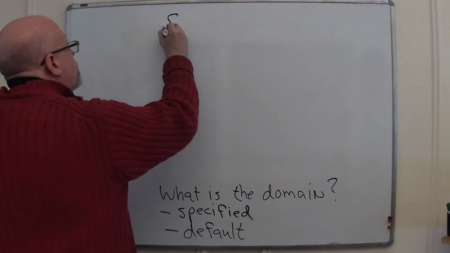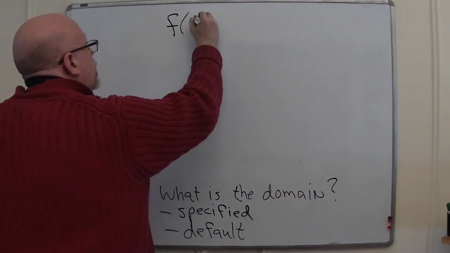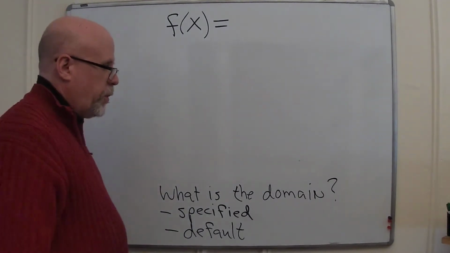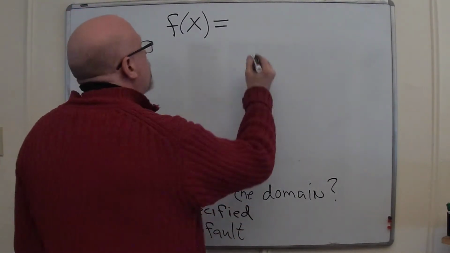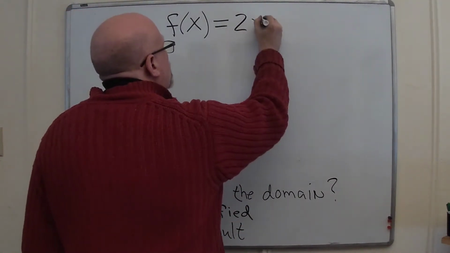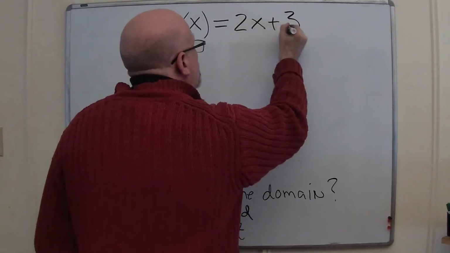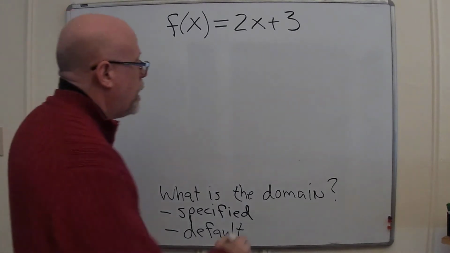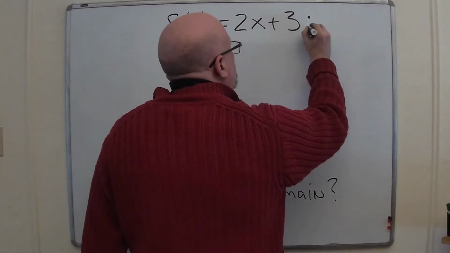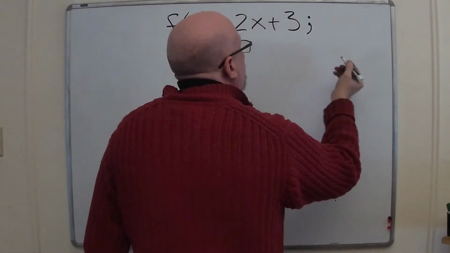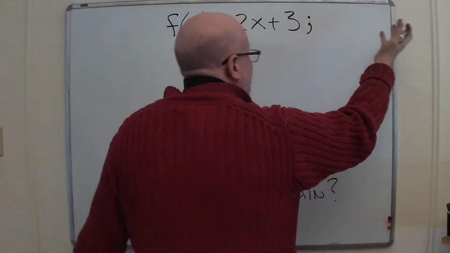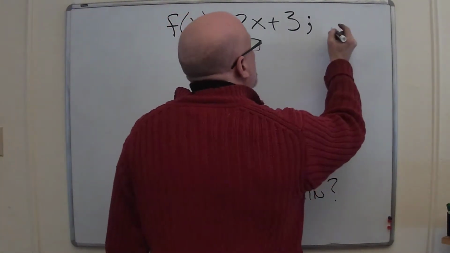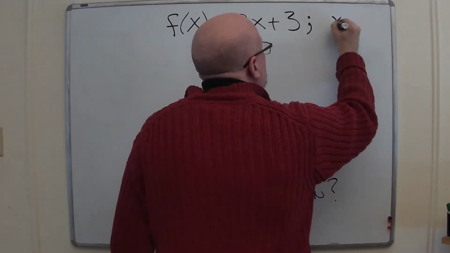Suppose I want to specify the domain, so I say f of x is equal to, I'm getting tired of using the same example over and over, so I'm going to switch and have 2x plus 3 be the function. If I want to also specify the domain, that's done by putting a semicolon and then doing some math that specifies what inputs you want to have. Like maybe x is bigger than 0.